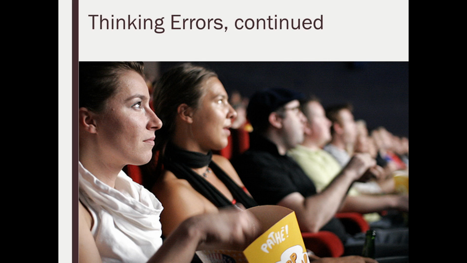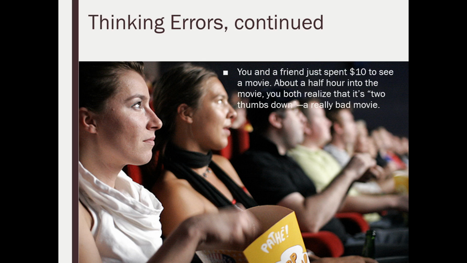All right, sticking with thinking errors, let's talk about something else. Let's say that you've gone to the movies. You and your friend each just spent $10 to see a movie. About a half hour into the movie, you both realize that it's 2 thumbs down, a really bad movie. I don't know if you guys even know what 2 thumbs down refers to, but hopefully you know that it means it's a bad movie. So you've decided you don't like it. You're whispering to each other and going, oh, this movie's terrible. What do you do?